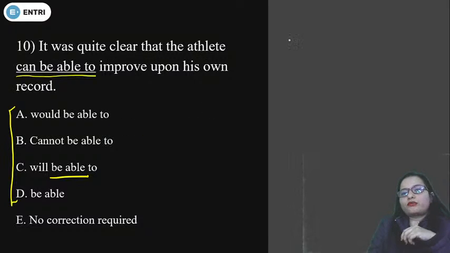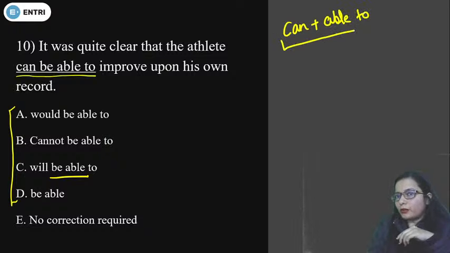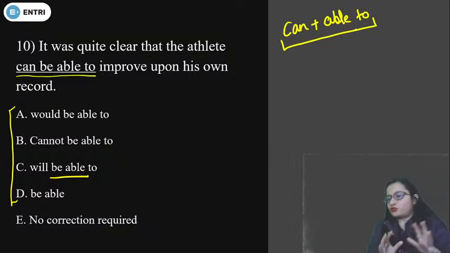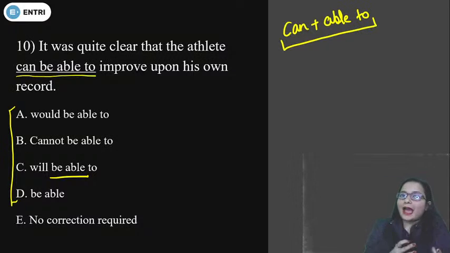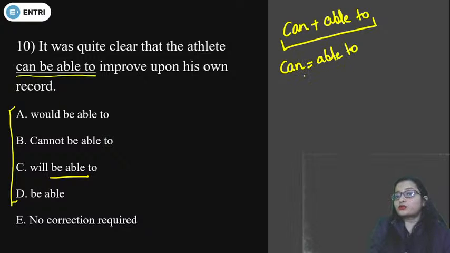All right. So first of all, can and able to cannot be used together. If you know about it, that's amazing. Other than that, you should know about it. That can has the same meaning as able to. It means can is equal to able to. So how can you use two same words, or words which give you the same meaning? It makes the sentence superfluous. Okay. So can and able to, first of all, cannot be used together.